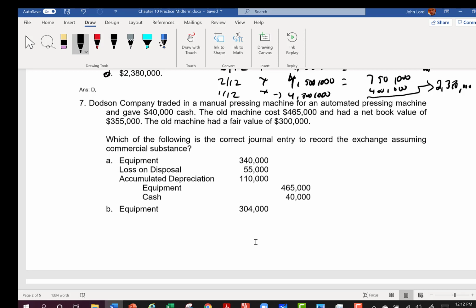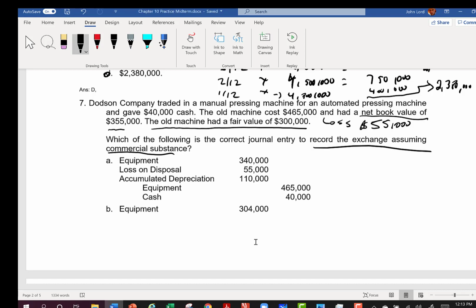Now, when I peek down, the exchange has commercial substance, so I know I'm going to take all the gain or all the loss. So I look, and they tell me that the old machine had a cost of $465 and had a net book value of what? $355. The old machine has a fair value of $300,000. That's a loss of what? Of $55,000. And whether the transaction had commercial substance or not, I know I have to take that entire loss.